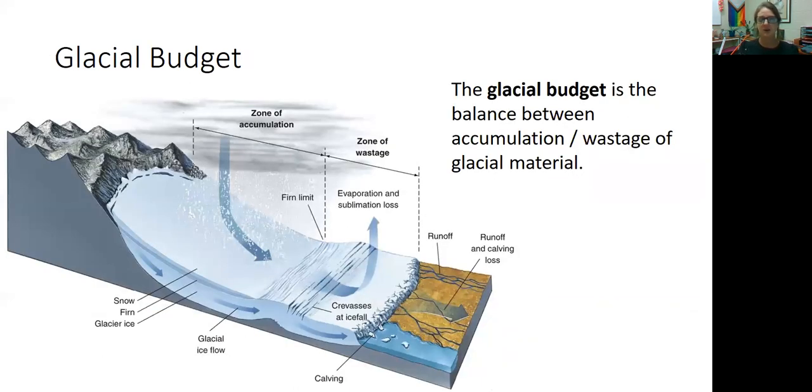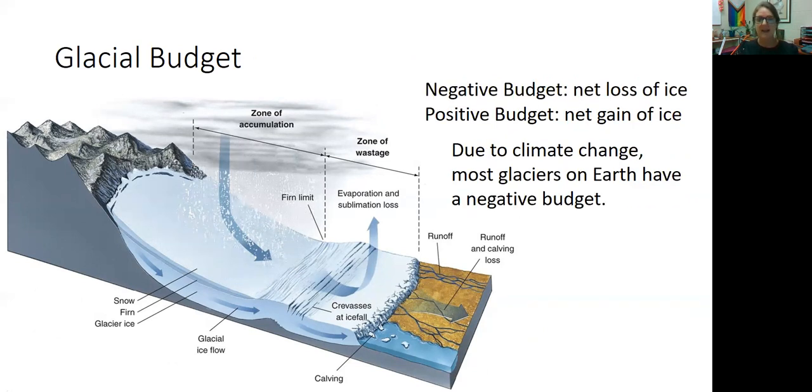And this allows us to think about a glacial budget, right? All glaciers, or not all, but most glaciers are gaining volume up at high elevation, flowing downhill, and then losing volume at low elevation. The glacial budget is the balance between that, right? It's the balance between how much volume is being added and how much volume is being lost. If more is added than lost, the size of the glacier is going to increase, and it's going to have what we call a positive budget.